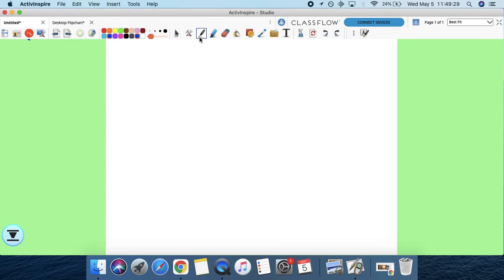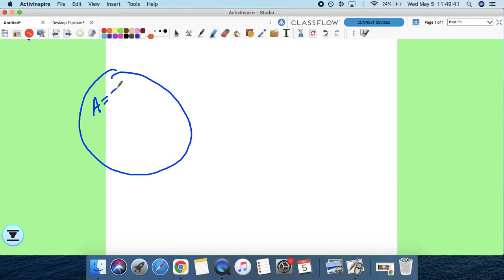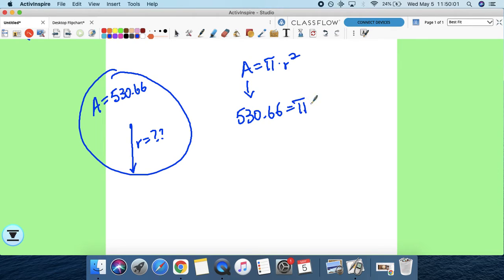So there's a clock, hay un reloj, clock. And it says that the area is 530.66. We want to know what is the radius. So area equals pi r squared. Area is 530.66 equals pi r squared.